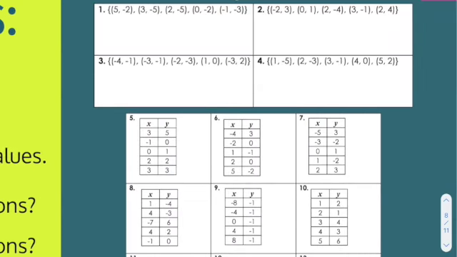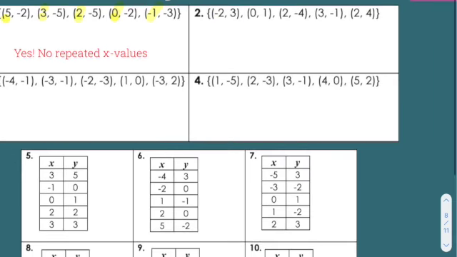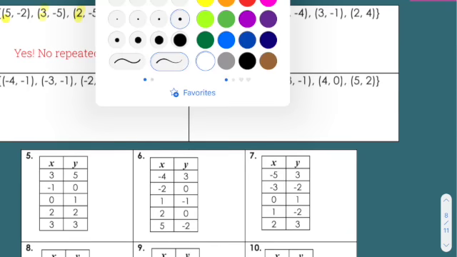So we have these exercises over here where I ask you to determine, I have all of these are relations over here, right? Because a relation is a set of ordered pairs, but not all of them are functions. So which of these are functions and how could you tell? Once again, you're going to have to look at the x value. So this is a 5, a 3, a 2, a 0, and a -1. If the x values don't repeat, then yes, this is a function, okay?